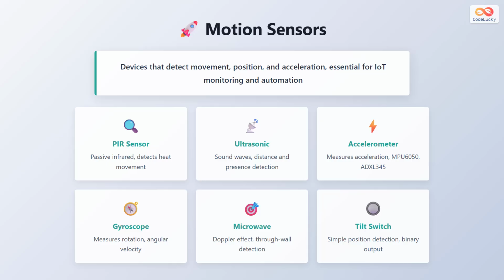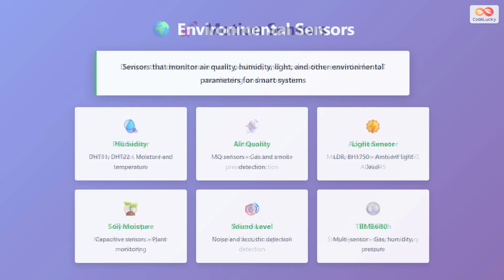Accelerometers measure acceleration and are available as integrated circuits like the MPU 6050 and ADXL 345, which can detect movement in multiple directions. Gyroscopes measure rotation and angular velocity, which is useful for orientation tracking and stabilization. Microwave sensors use the Doppler effect to detect movement even through walls and obstacles. Tilt switches are simple devices that provide binary output based on the tilt position of an object.